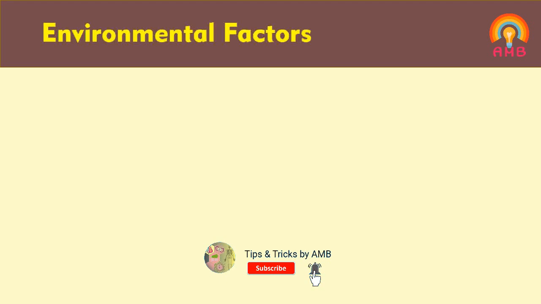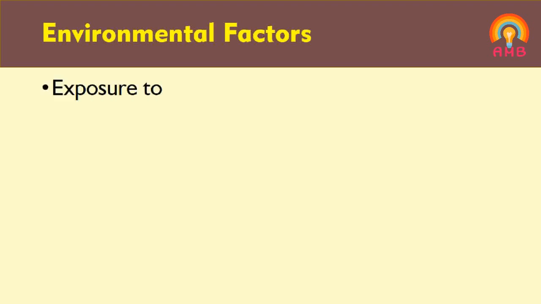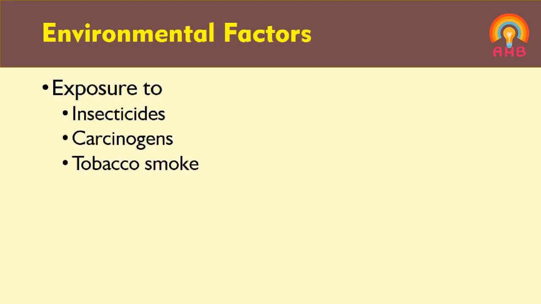Already in one of my previous videos on metabolism of drug, we had discussed that factors like exposure to insecticides or carcinogens, means cancer producing chemicals, or tobacco smoke induce or increase drug metabolism. So if these inducers are present in the body of a person, the drug metabolism rate is going to be increased. If metabolism increases, inactivation is increased, and in such a case the duration of action of the drug can be reduced. So that should be considered while giving the dose of that particular drug.